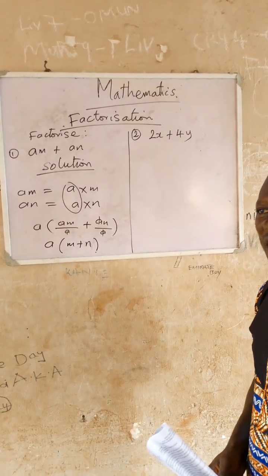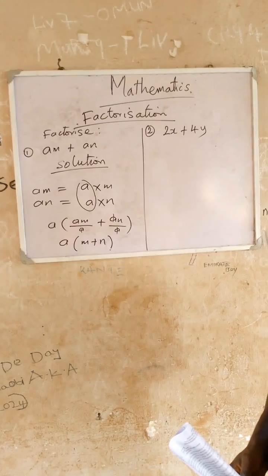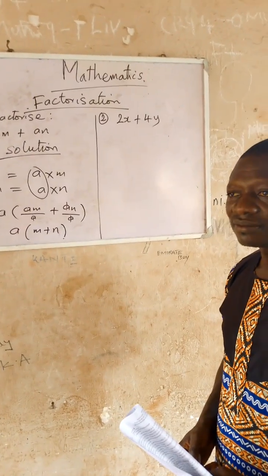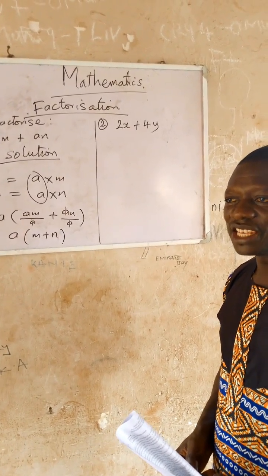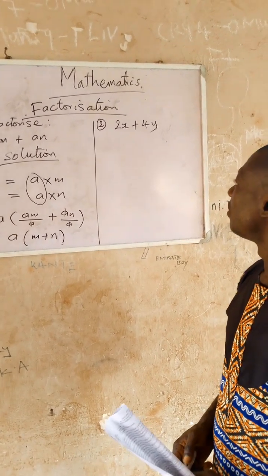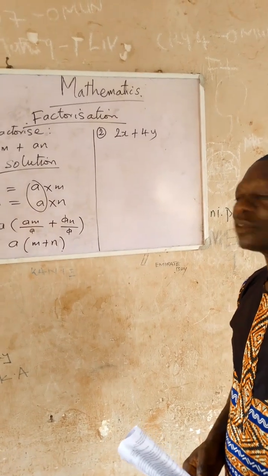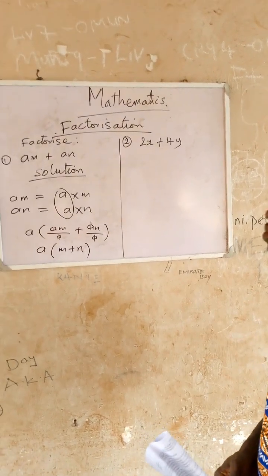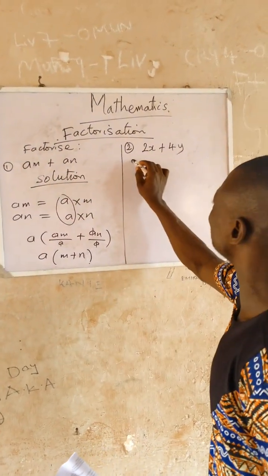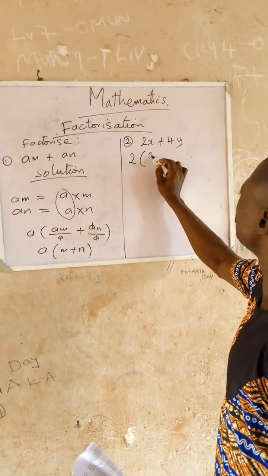The HCF, not LCM, HCF. What is the HCF? 2x and 4y. Yes, you are correct, 2. So that 2 is what you are going to write outside. Write it outside.